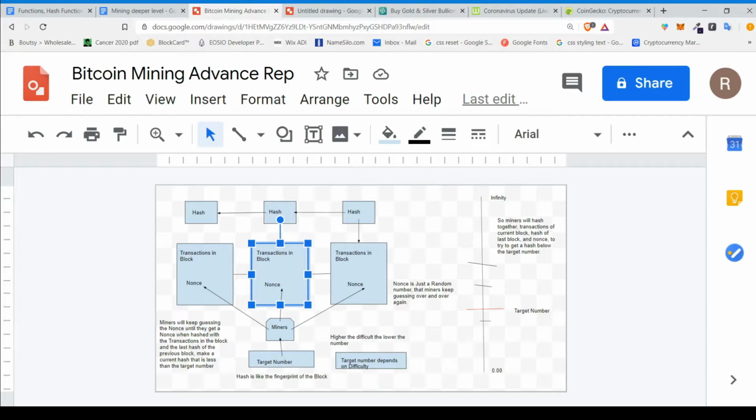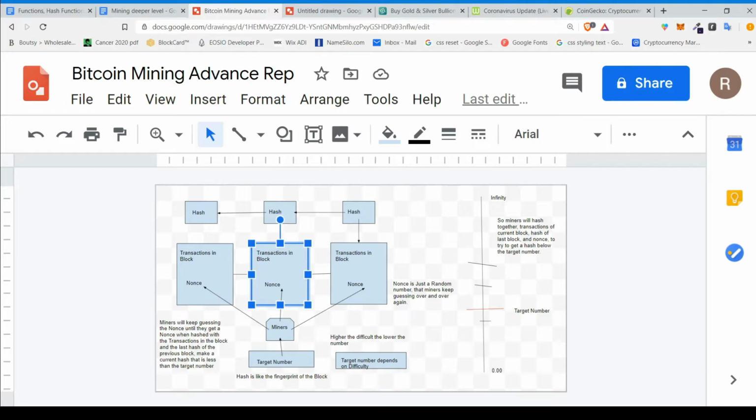What makes it secure? All the processing power behind it, the hardware, the hashing, the hash of each block, the way it is done, where you take the transactions in the current block and hash them together with the hash of the previous block and the nonce that the miners are constantly guessing, and when those three things are hashed together, they have to be lower than the target number.